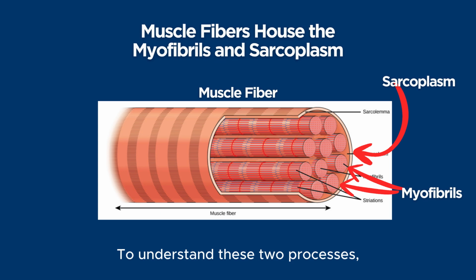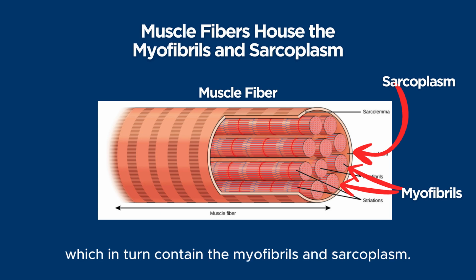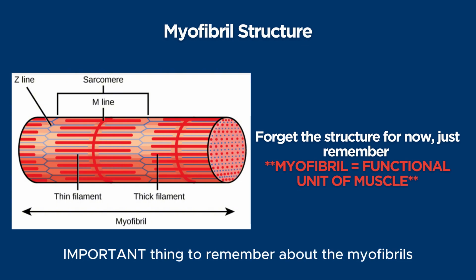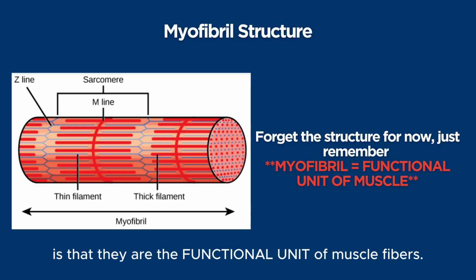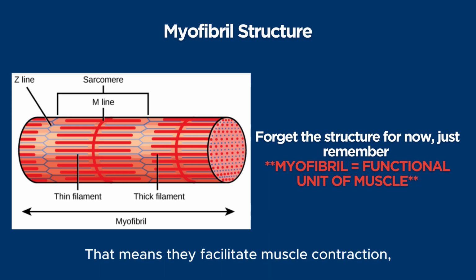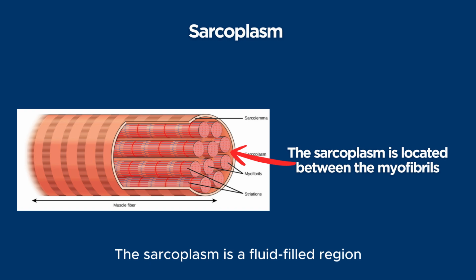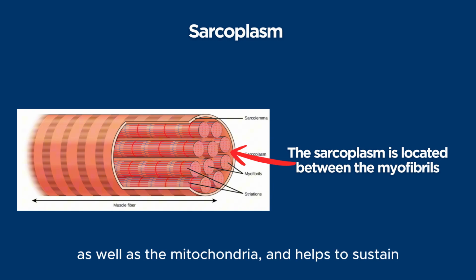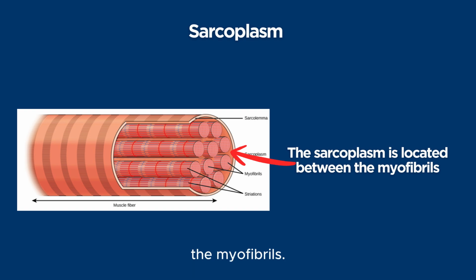To understand these two processes, you need to know that your muscles are made up of muscle fibers or cells, which in turn contain the myofibrils and sarcoplasm. The most important thing to remember about the myofibrils is that they are the functional unit of muscle fibers. That means they facilitate muscle contraction, muscle lengthening, and production of power. The sarcoplasm is a fluid-filled region around the myofibrils. It contains various nutrients like water, glycogen, and ATP, as well as the mitochondria, and helps to sustain the myofibrils.